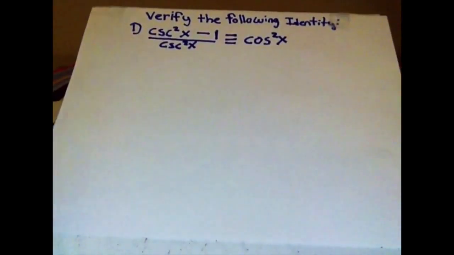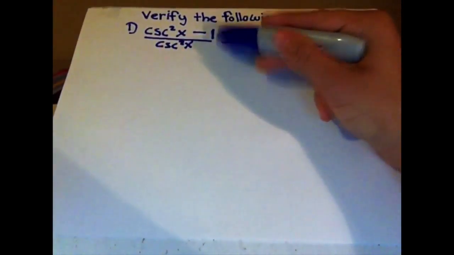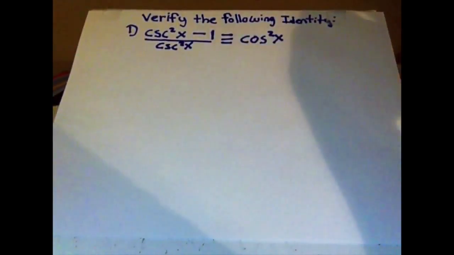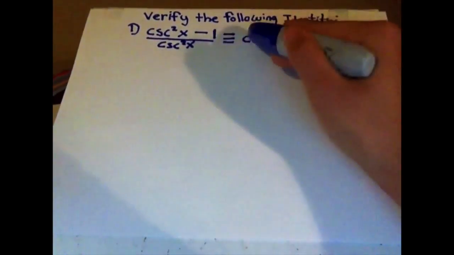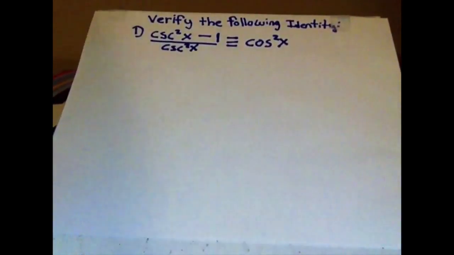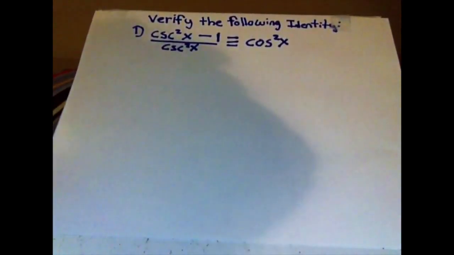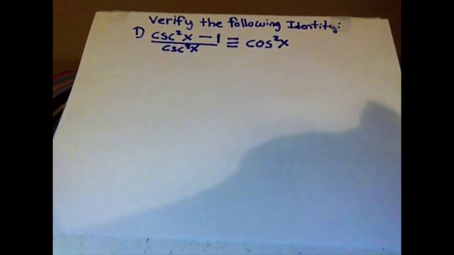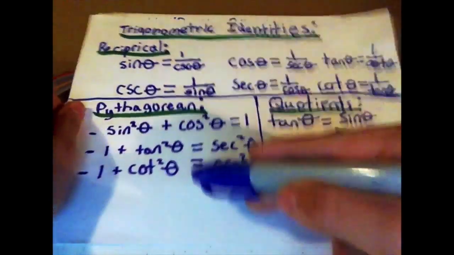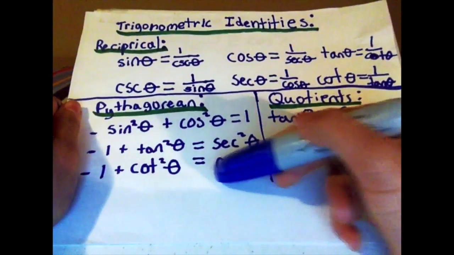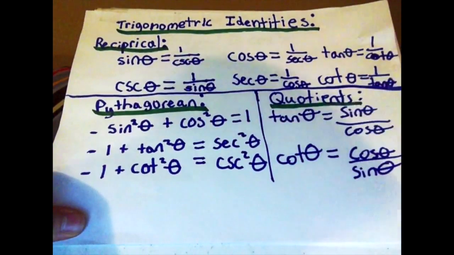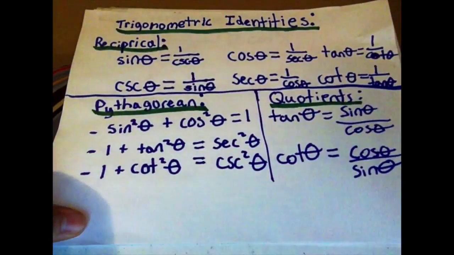So let's begin. Keep in mind that when the equal sign has three lines, it means that you can't move either side to the other side. So let's begin. Cosecant squared x minus 1 is actually a Pythagorean identity. If you rearrange 1 plus cotangent squared delta equals cosecant squared delta, and shift the 1 to the other side, it becomes cosecant squared delta minus 1 equals cotangent squared delta.